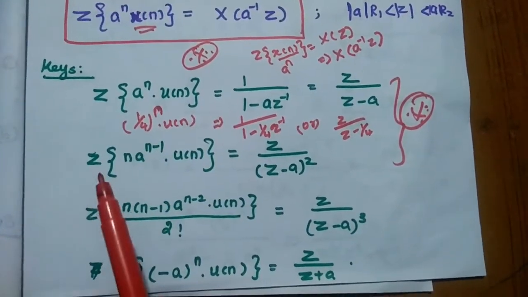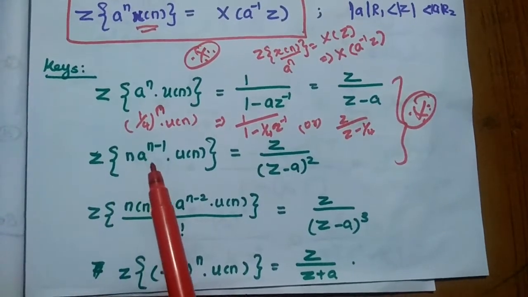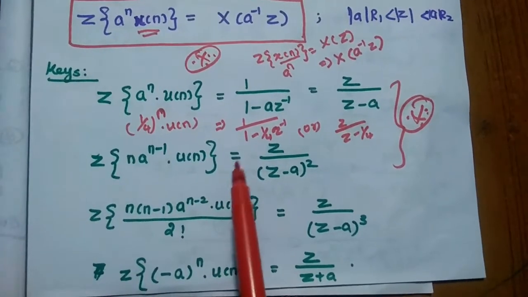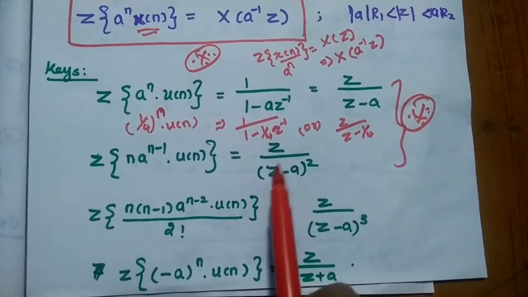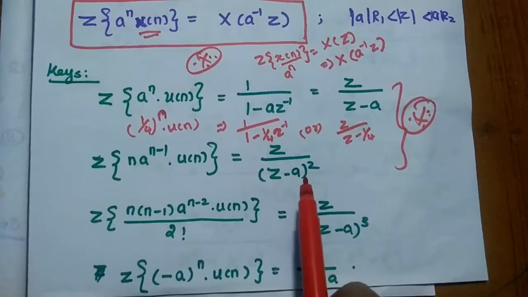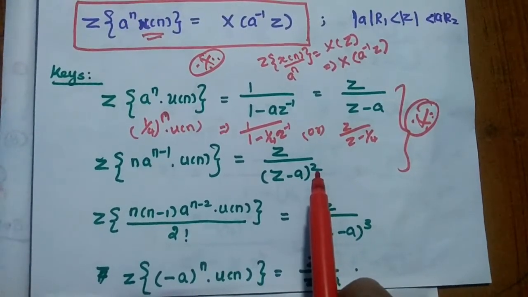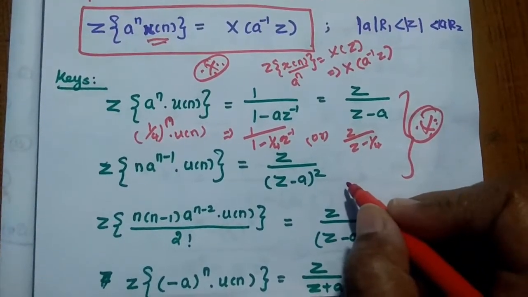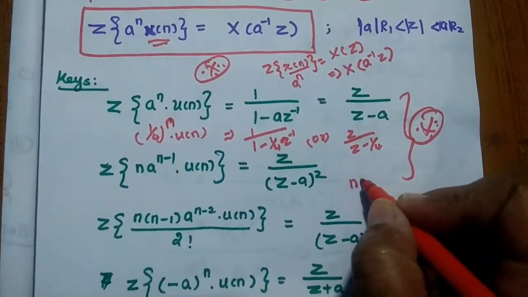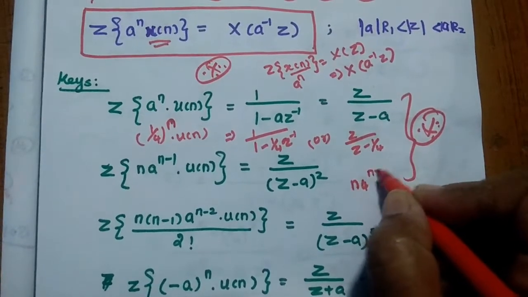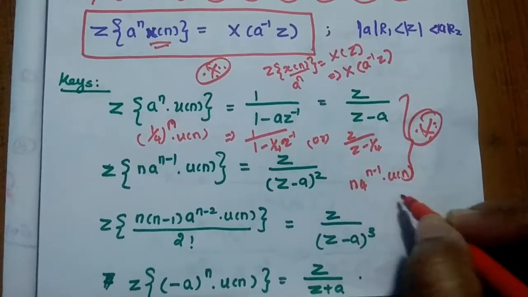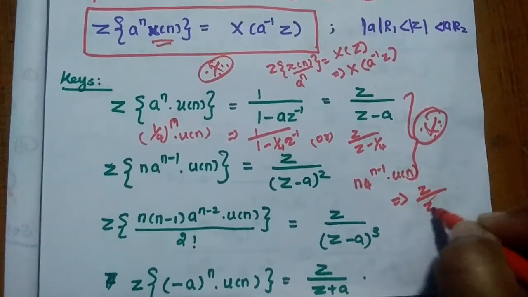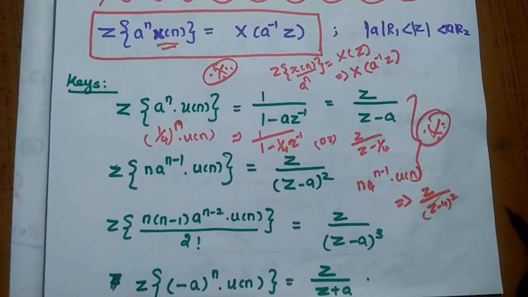Next one is Z transform of n into a power n minus 1 u of n. At that time the answer is z divided by z minus a the whole squared. Suppose the question may be like this: n into 4 power n minus 1 into u of n. What's the answer? Here we can say z divided by z minus 4 the whole squared.